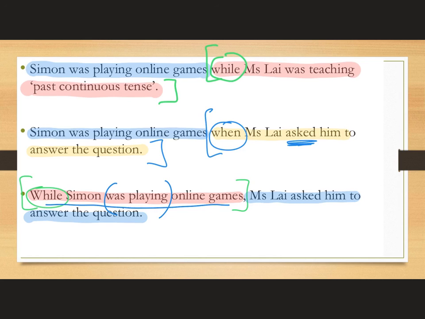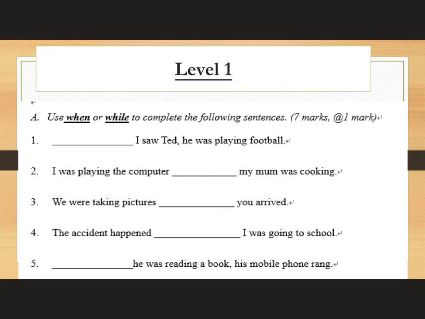So, I would like to highlight that in the while clause, the verb should be in past continuous tense. Let's repeat here. In the while clause, we use past continuous tense. In the when clause, very often we use simple past tense. So now let's move on to some practice. Level 1. Just remember: when clause, simple past tense; while clause, past continuous tense.